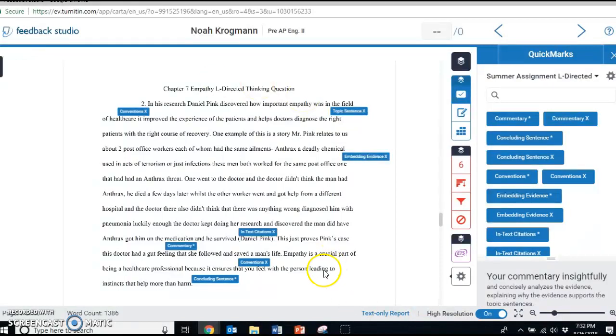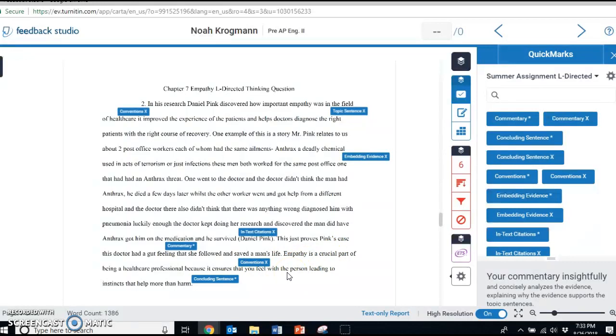I did think that you did a nice job with your concluding sentence, which we want to be like a mirror of the topic sentence, reworded, but wrapping everything up and tying back to the question. And what I liked better about this one is that you said empathy is crucial because they felt with the person, and so they were more likely to help the person and diagnose them correctly. So I thought that was a better concluding sentence.